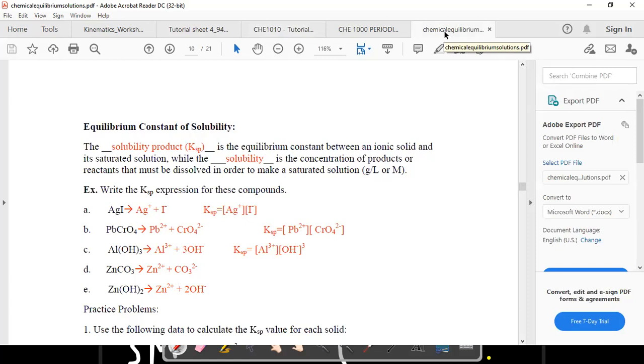So there are two terms that we need to be familiar with under this part for solubility. We need to be able to define what solubility is all about. That's a very important point. Okay, solubility first of all. Of course, we know what solubility is all about. We talk about dissolving something. Now chemically speaking, we would say solubility is the concentration of products or reactants that must be dissolved in order to make a saturated solution. So there's a new term that we've come across now, saturated solution as well.